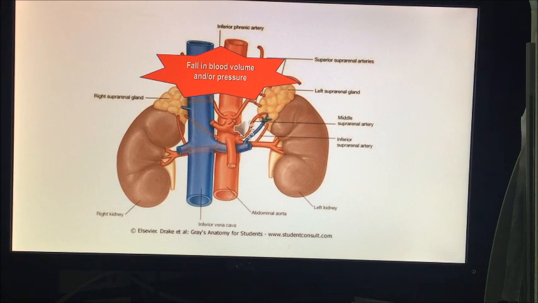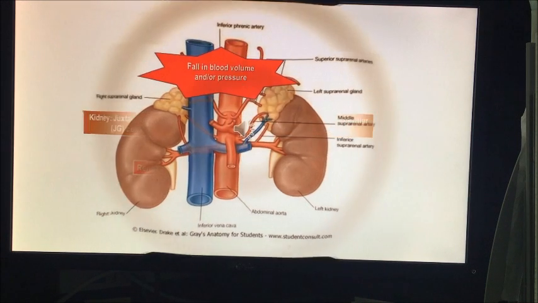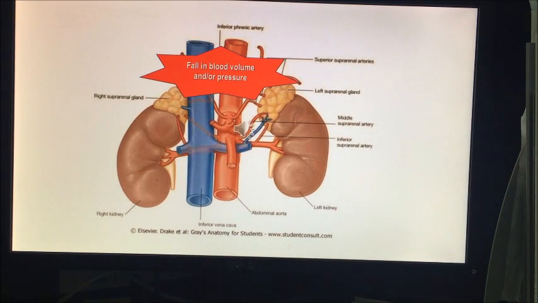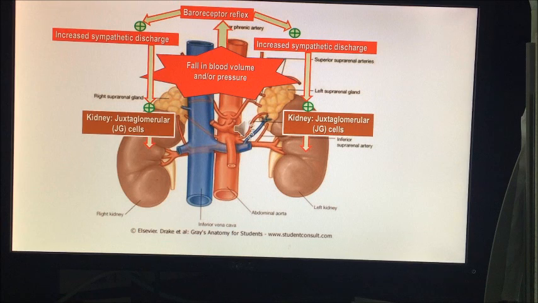A fall in blood volume and blood pressure stimulates renin secretion from the juxtaglomerular cells of the kidneys. A fall in blood volume and blood pressure stimulates renin secretion from the kidneys also through the baroreceptor reflex and renal sympathetic nerves.